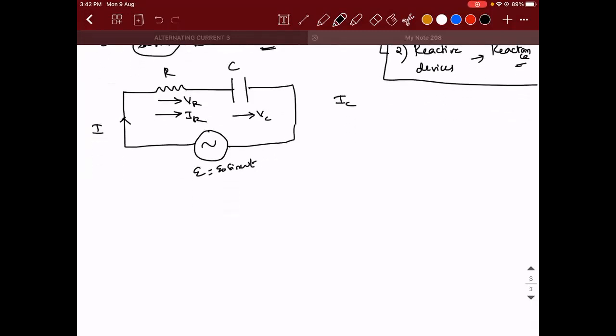Now observe, when I revisit the phasor diagram, this is E, this is I. Say they both are in phase.